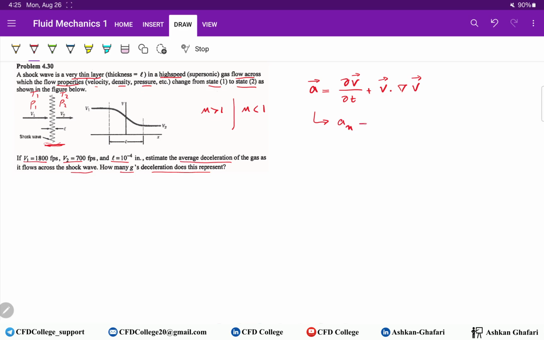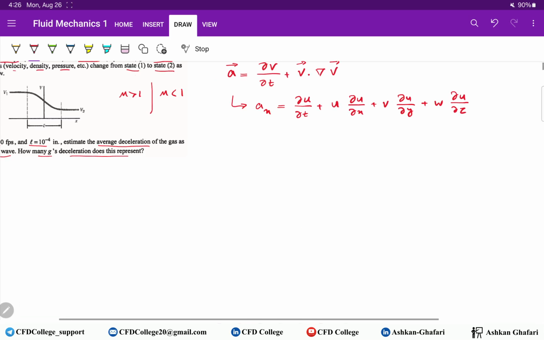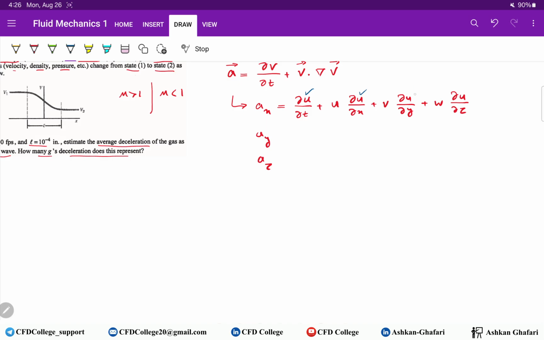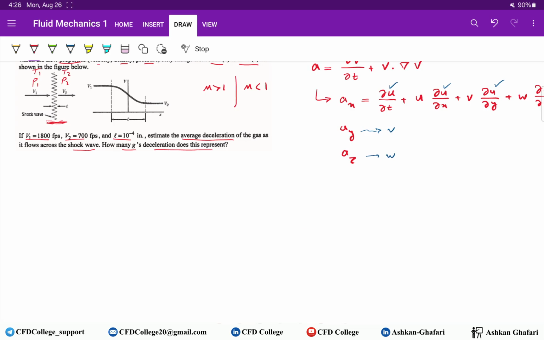Okay, so this is the general form of the acceleration. Here we have ax equals delta u over delta t plus u delta u over delta x plus v delta u over delta y plus w delta u over delta z. And you have the same for ay and az. You have to change these u to v and w for these accelerations to find acceleration in other directions. Okay, here we only have x direction, so we should work with this one.